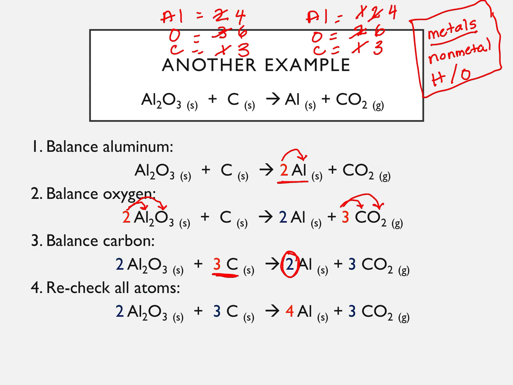And that will cause our aluminums to be balanced. So we go through and we check. Okay, now we have 4 aluminums on each side, right? 2 times 2, and we have 4 times 1. So our aluminums are balanced.